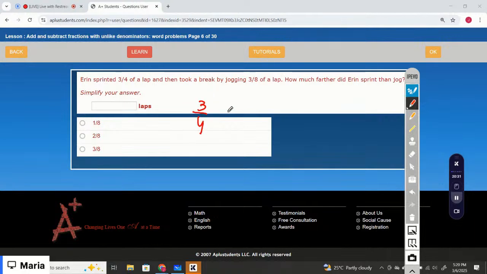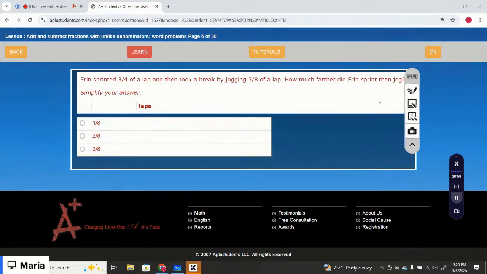Aaron sprinted 3/4 of a lap and then took a break by jogging 3/8 of an hour. How much farther did Aaron sprint than jog? So you have to multiply it by the 2. That is 6 over 8 minus 3 over 8. That equals 3 over 8. Option number 3 is the correct option.